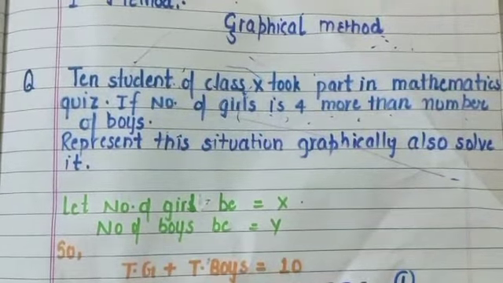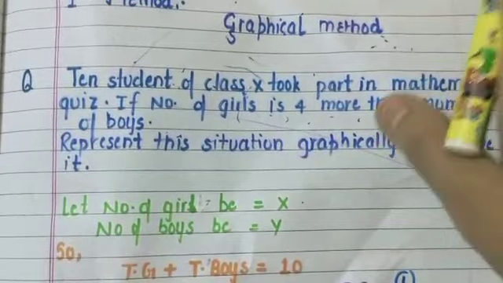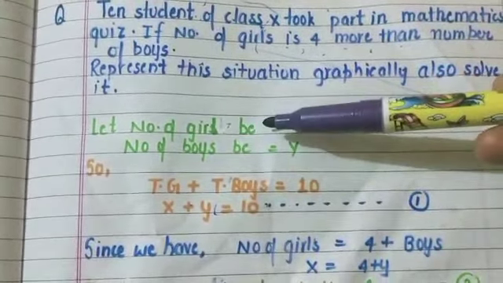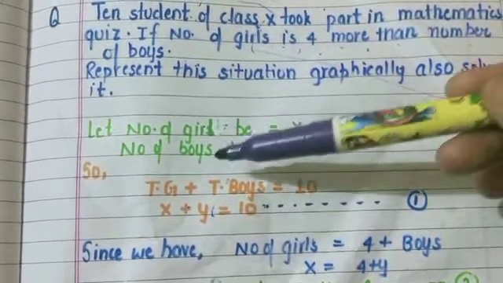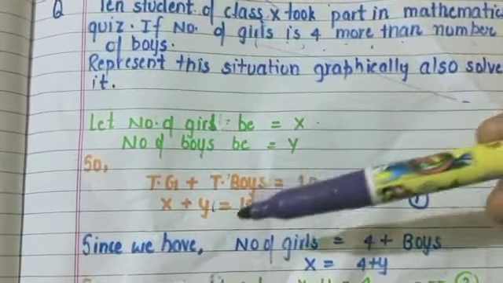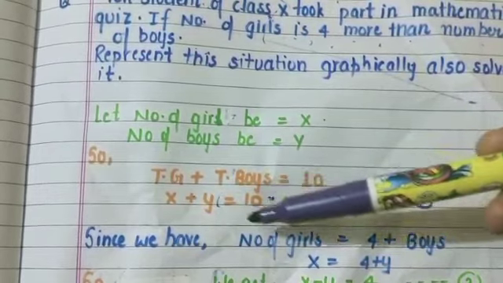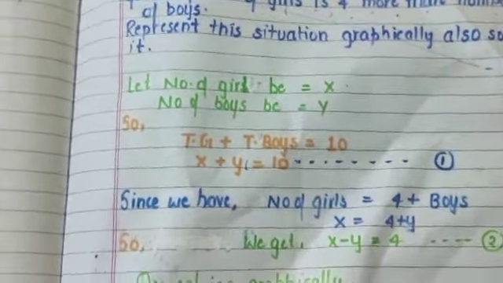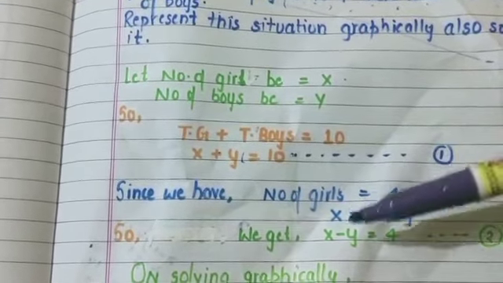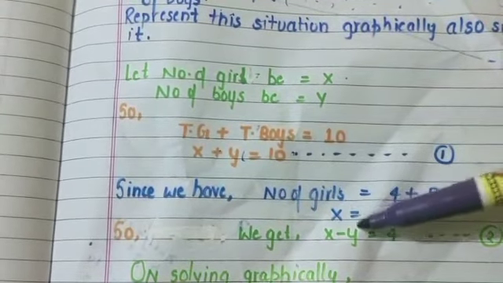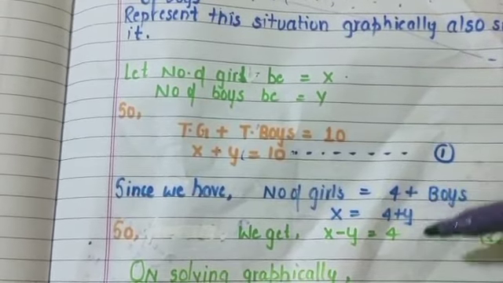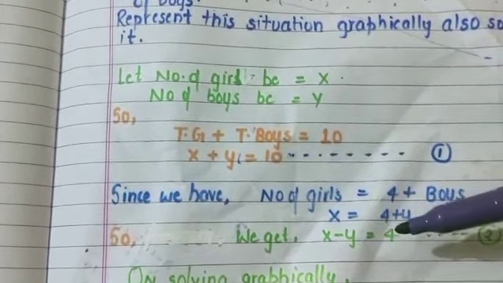You have to form the equations first, and after that you have to plot the graph. So on solving that, we get the number of girls. We are considering that the number of girls is x and the number of boys is y. As the question says, the total number of students is 10. So x plus y is 10. Now the number of girls is 4 more than the number of boys. It means the number of girls x is 4 more than the number of boys. More than means plus. So on solving that, we get x minus y equals 4.